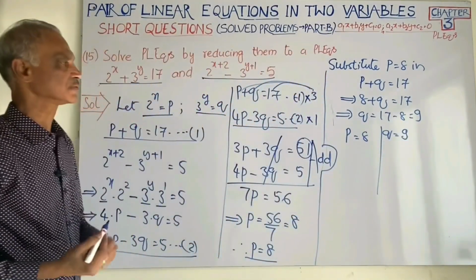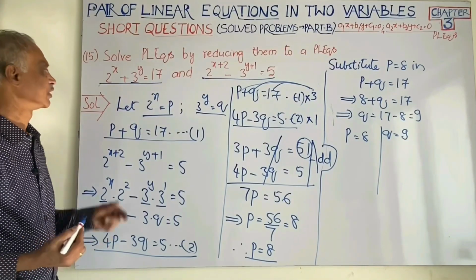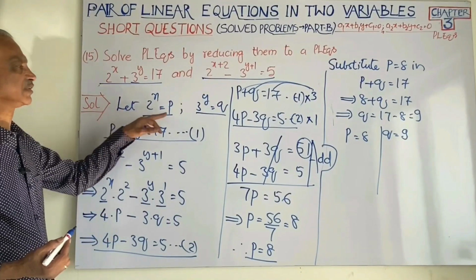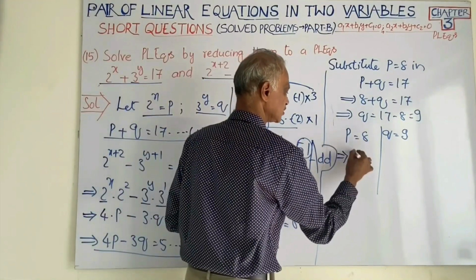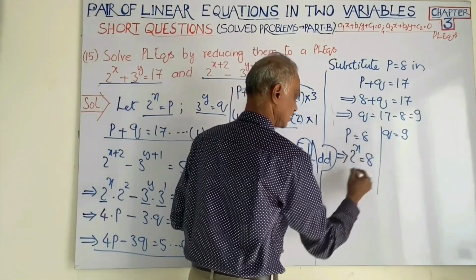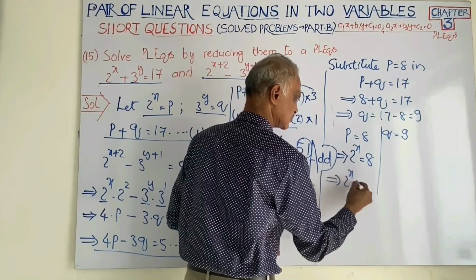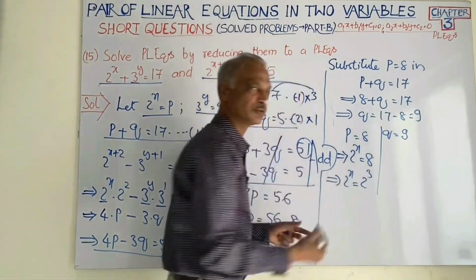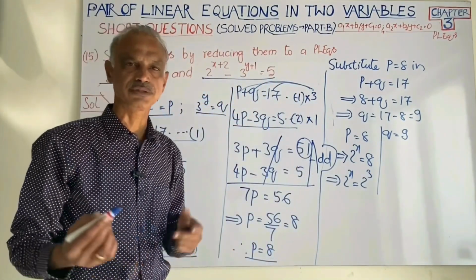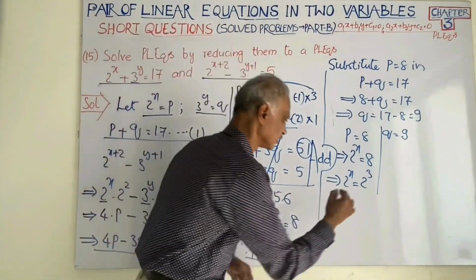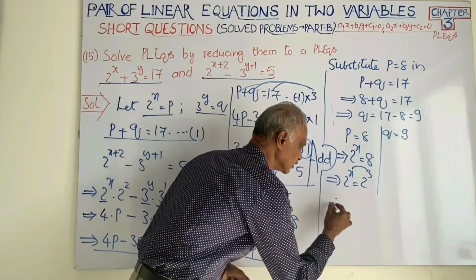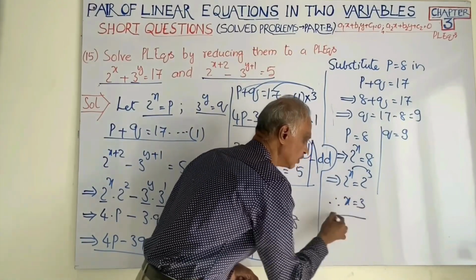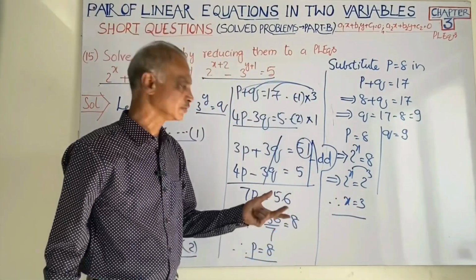Now we have to substitute the value of p and q. Here 2 to the power of x is equal to p. This implies p is equal to 2 to the power of x, then 2 to the power of x is equal to 8, which can be written as 2 cube. 8 means 2 into 2 into 2, 8. You will get the powers are equal. Therefore x is equal to 3. You have x is equal to 3.